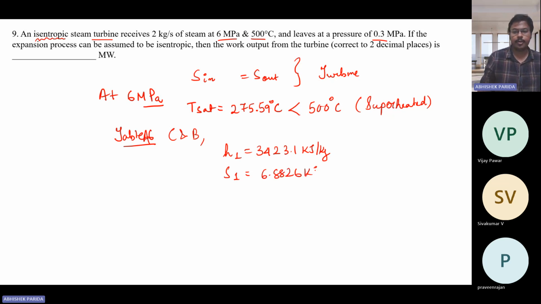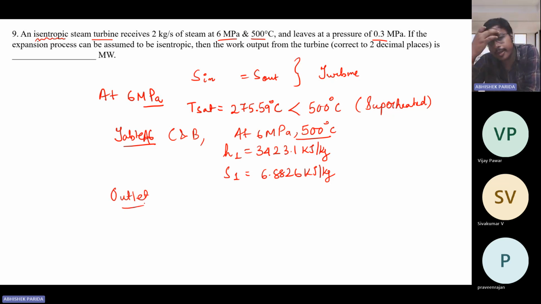6.8826 kilojoule per kg. Okay. This is at 6 megapascal and 500 degrees Celsius. Now this is at the inlet of the turbine. Now let's come to the outlet. What is the state point at the outlet? Only pressure is given because we don't need anything else.